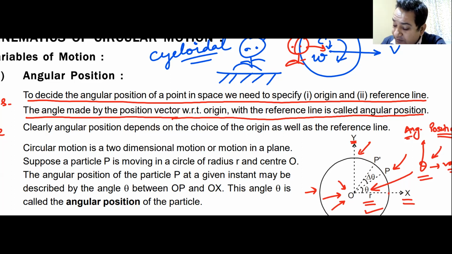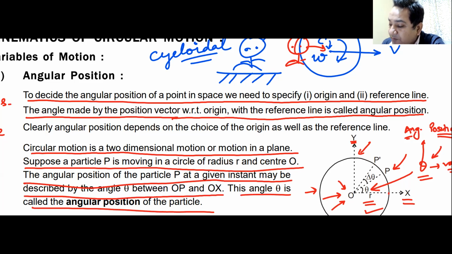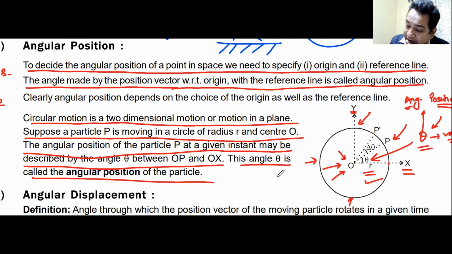Then it's a description. Circular motion is a two-dimensional motion or motion in a plane. Suppose a particle P is moving in a circle of radius r and center O. The angular position of the particle P at a given instant may be described by an angle between OP and OX. This angle is known as the angular position of the particle. Done and dusted. Everything that we have discussed. I'll give you a minute to note things down.